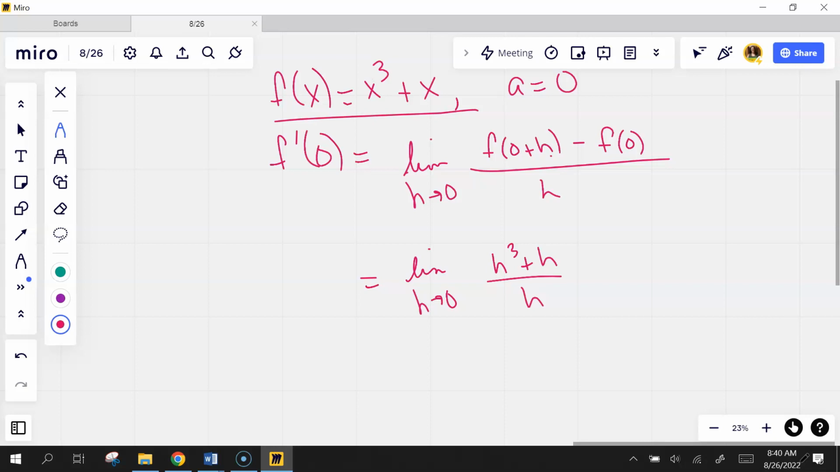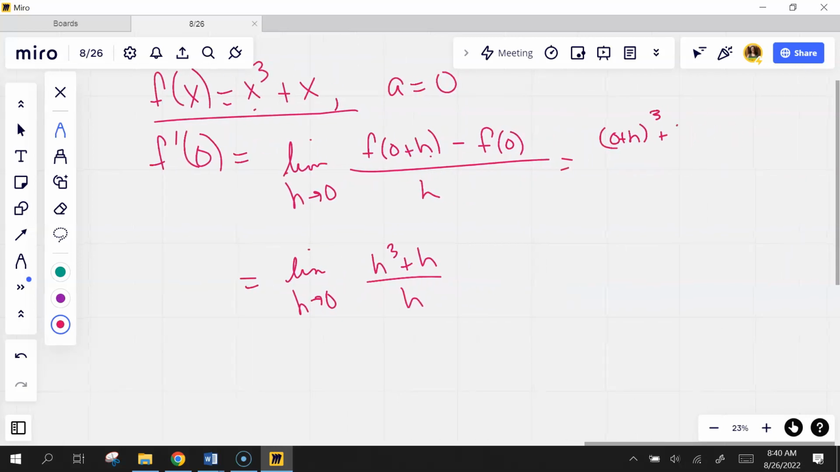If I plug 0 plus h in here, right? 0 plus h cubed plus 0 plus h minus 0 plus h.